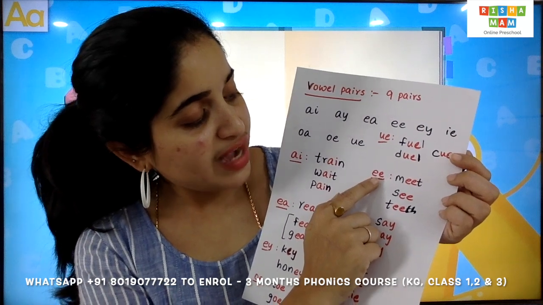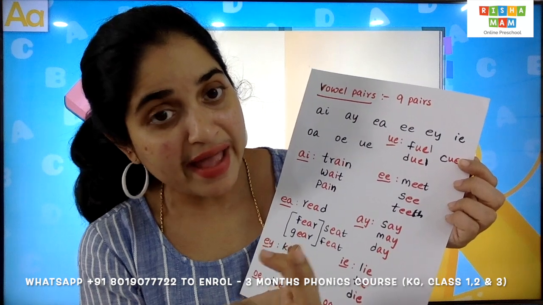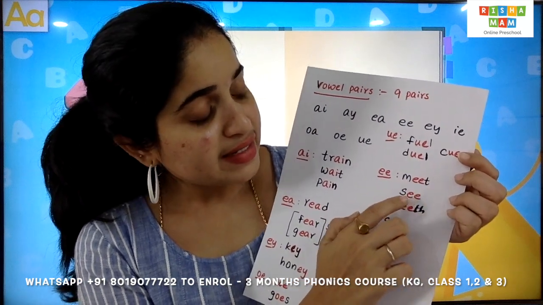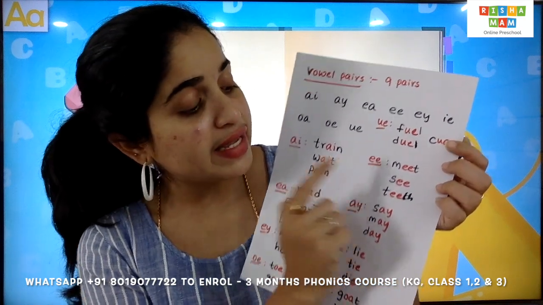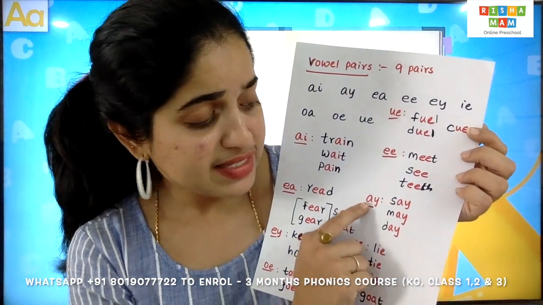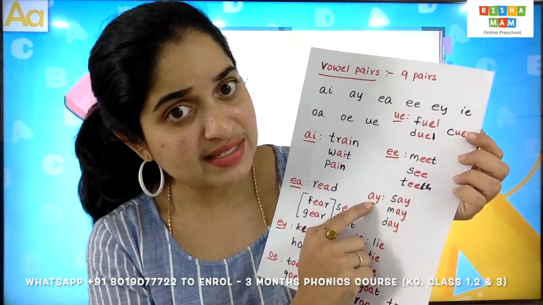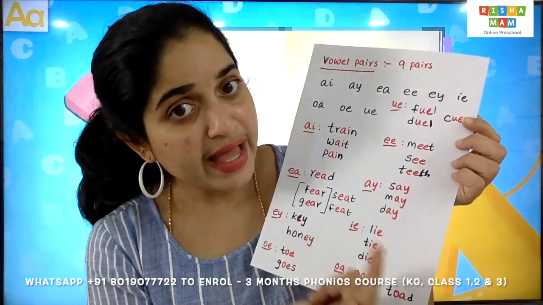Next we have E. The sound is E, it's not A, right? As in meat, seat, teeth. It makes the sound E. And what is the sound here now, children? Can you tell me? This is A. AY makes the sound A, as in say, may, day.